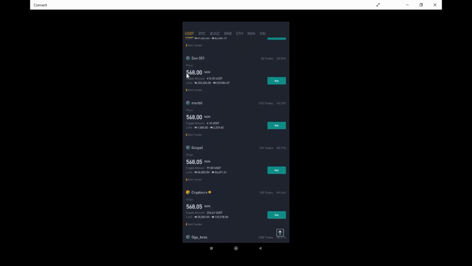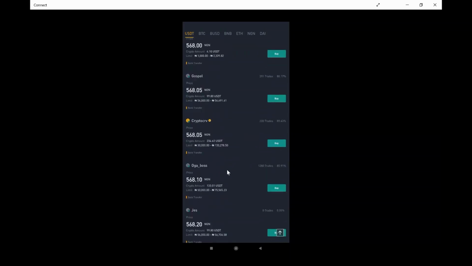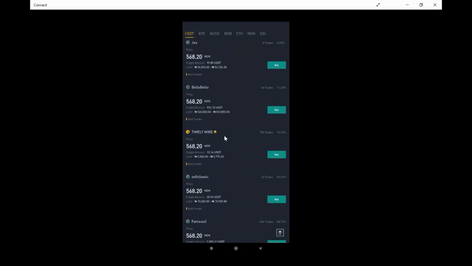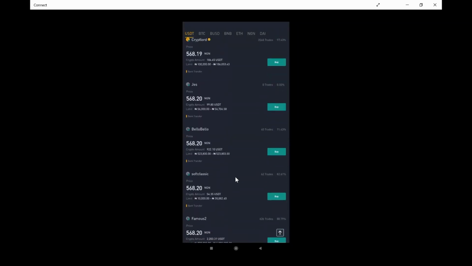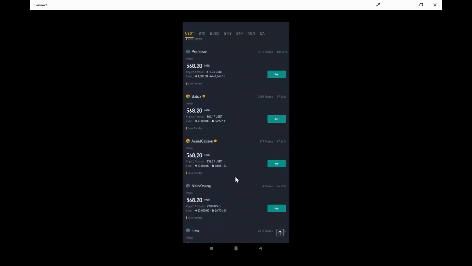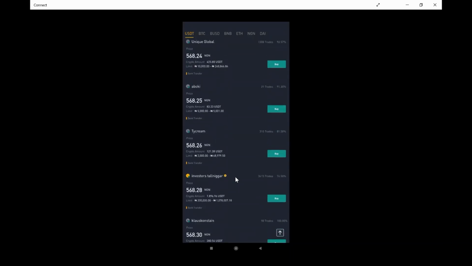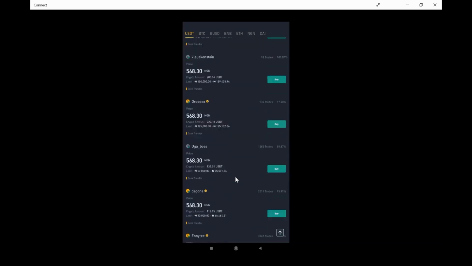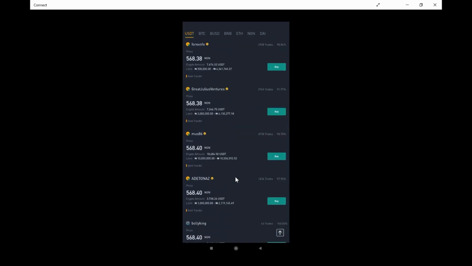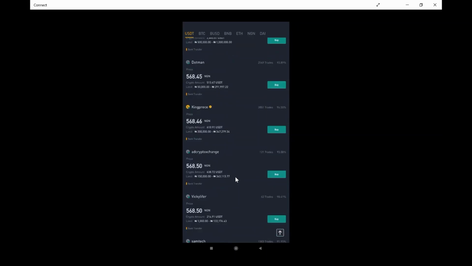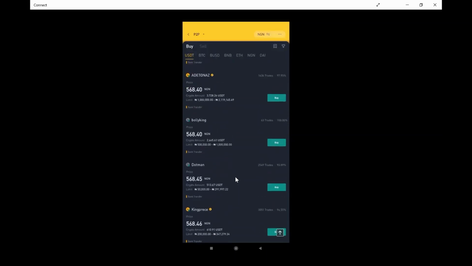All these 568. Now we're already on 568. As you go further, the listing, the further you go, the more expensive it becomes. So the cheapest listings are usually the first ones displayed, the ones on the top. The further you go, the higher the price.